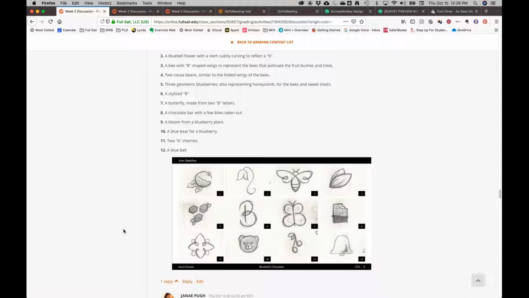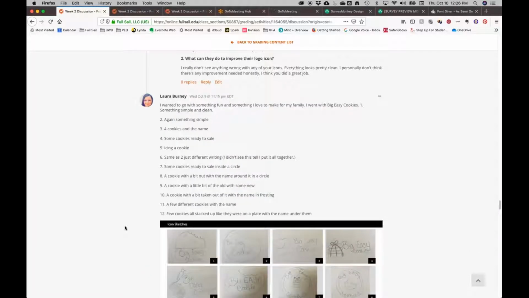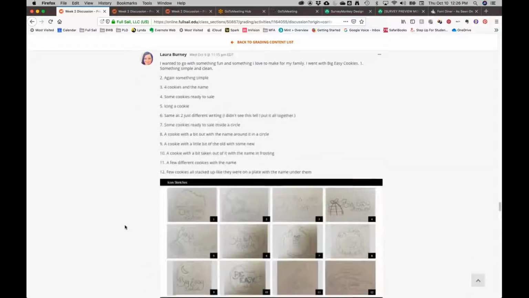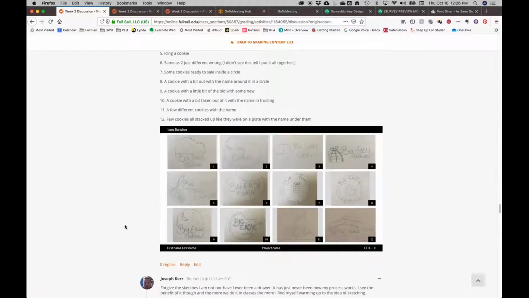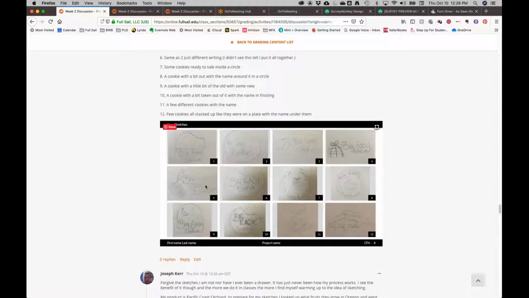All right, let's see, Laura, you're doing Big Easy Cookies. These are the New Orleans cookies. So looking at these, I see a lot of word marks where you're writing out the word and cookies. What I don't see is anything really having to do with New Orleans. Maybe the nightlife with this one. Let's see, number 9, that's a cookie with a bit of old and new.